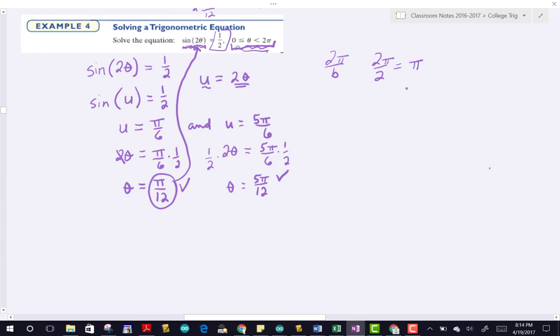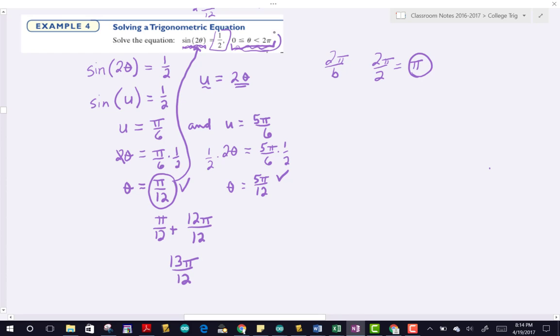Think about what period means. It means that the function is going to repeat itself every pi units. So if we have a solution at pi over 12, we're going to have another solution at pi over 12 plus pi. But I want to think of pi as 12 pi over 12. So that's going to give me a solution at 13 pi over 12.